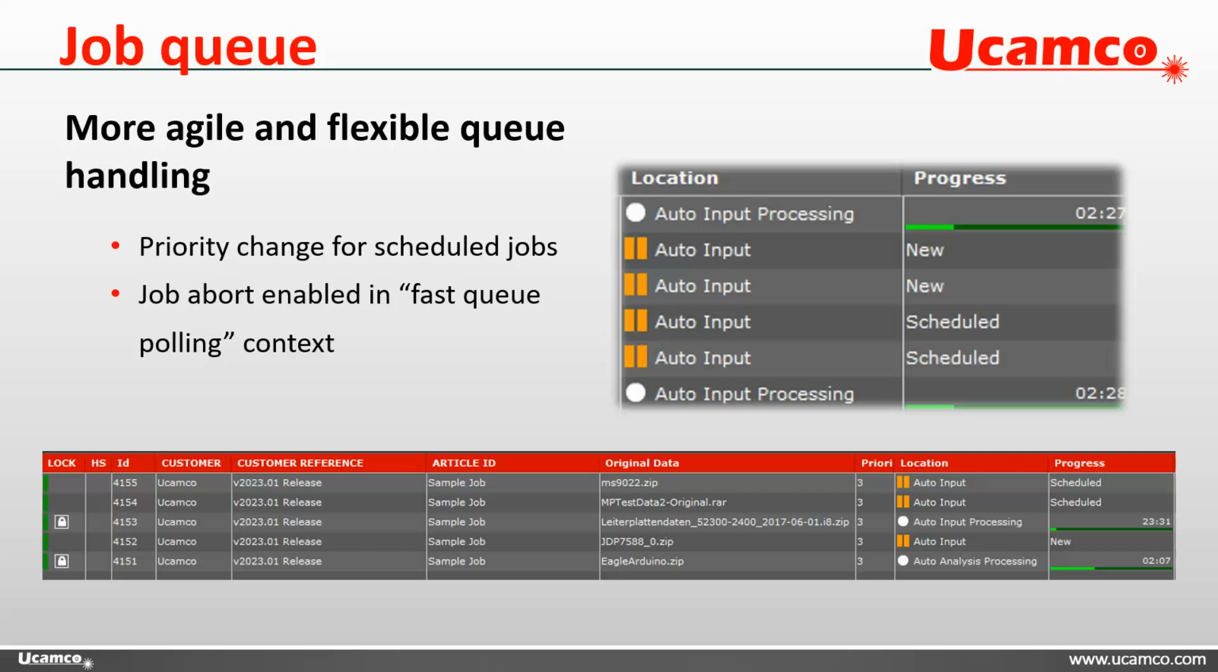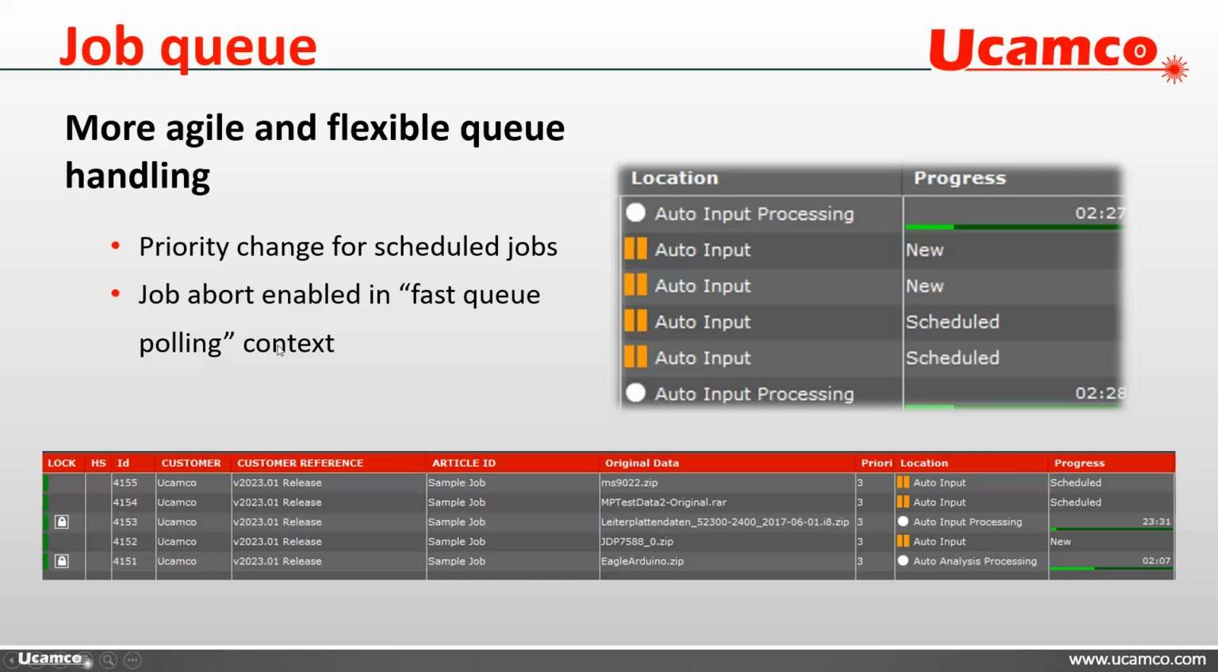We have revised this, and job queues, schedule queues, which are running at a high polling interval, are now also allowed to have these jobs deleted that have gone past the scheduler. Okay.